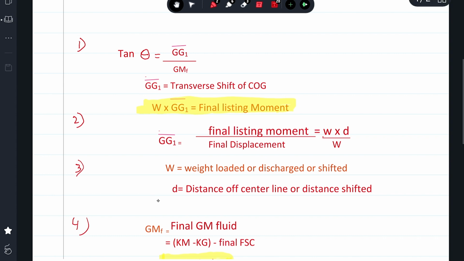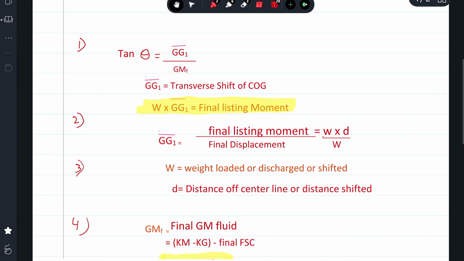If the weight is shifted on board, the displacement will not change. So there will be no change in the displacement. The original displacement will remain. But if the weight is loaded or discharged, then D is the distance from the center line. If the weight is shifted on board, then D is the distance by which the weight is shifted.